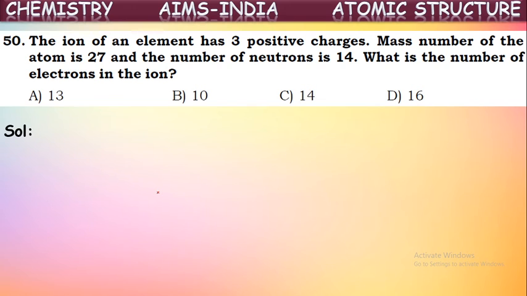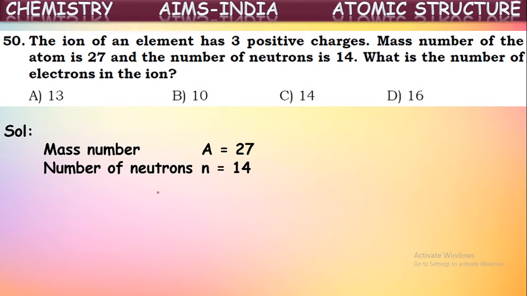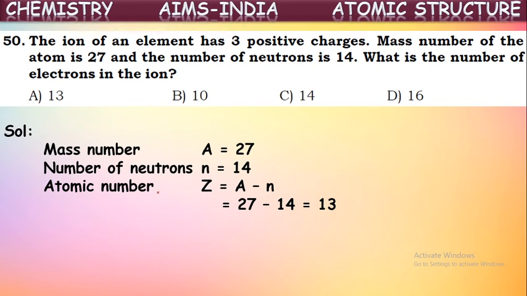So let us see. Mass number is given as 27 and number of neutrons is 14, so that we can find the number of protons or atomic number, because number of protons is equal to atomic number. What is the formula to calculate atomic number? We know mass number is equal to number of protons plus neutrons. So atomic number is equal to mass number minus number of neutrons. So we get 13. So the atomic number of this element is 13.